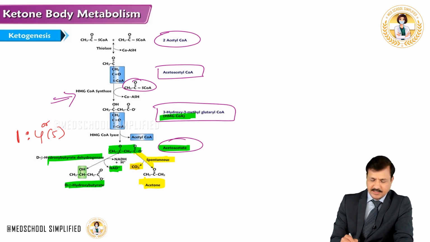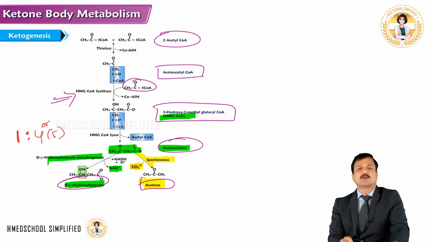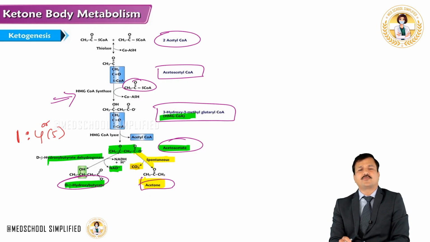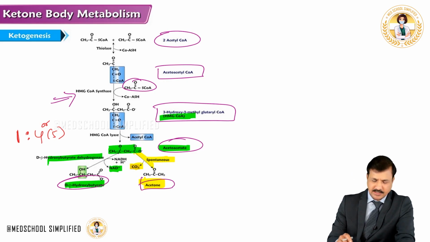One is acetoacetate, the other is beta-hydroxybutyrate, and the third is acetone. Out of these 3, acetoacetate and beta-hydroxybutyrate are water soluble molecules, whereas acetone is a gaseous molecule, so it will be exhaled. Okay, so for every one acetoacetate you are going to find 4 to 5 beta-hydroxybutyrate in the blood.